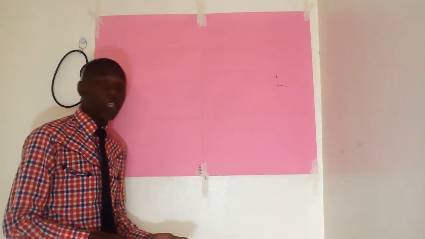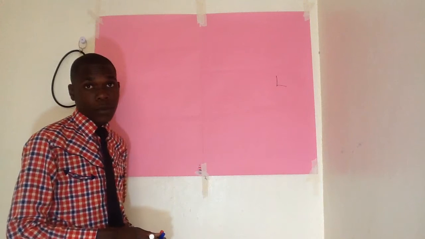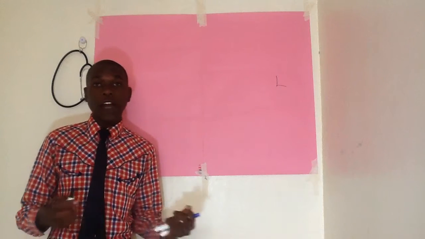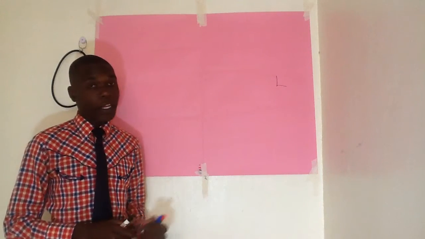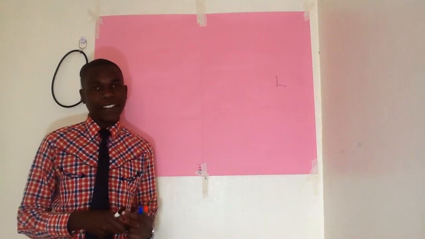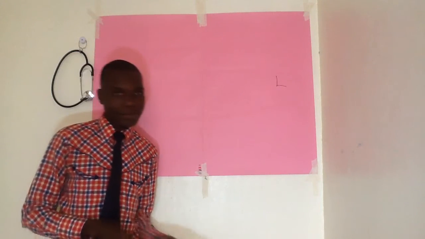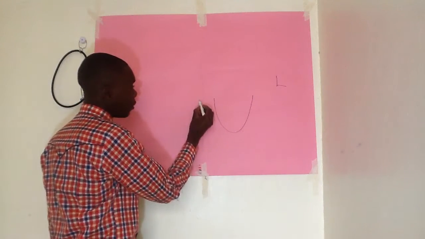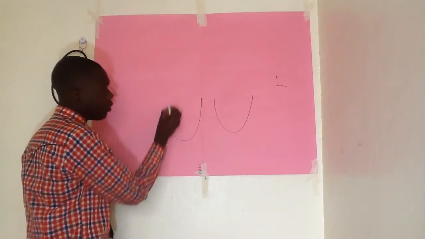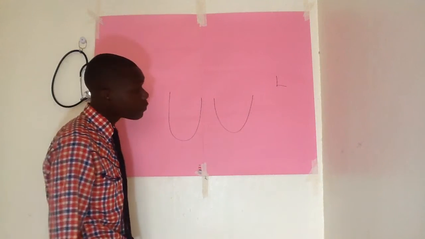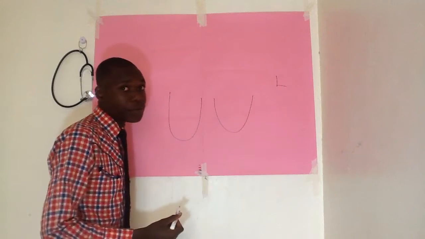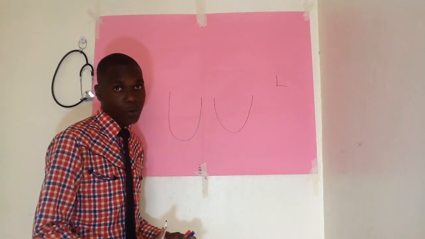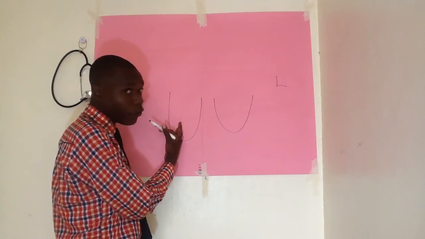So we shall start by drawing the structure of the heart. The heart has 4 chambers in particular. The upper chambers, which are called the atria, and the lower chambers, which are called the ventricles. So we have the lower chambers, which are the ventricles, and our left ventricle has a thicker muscle than the right ventricle.